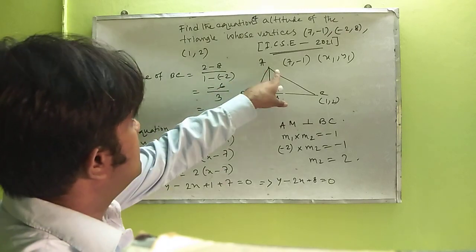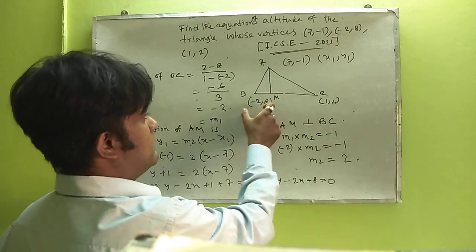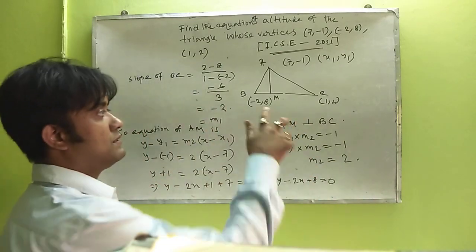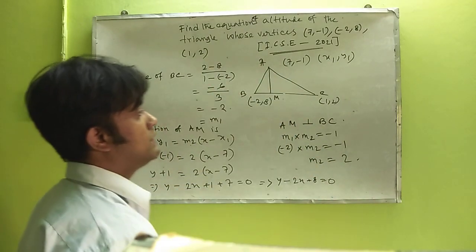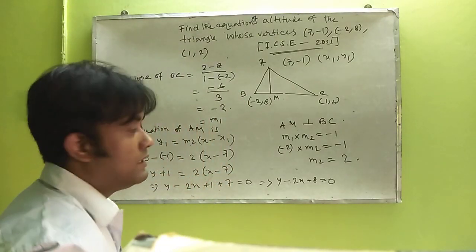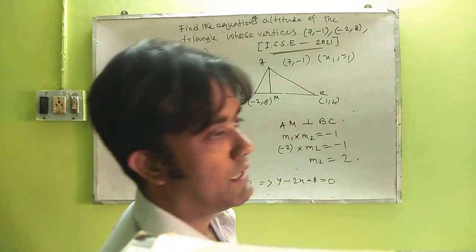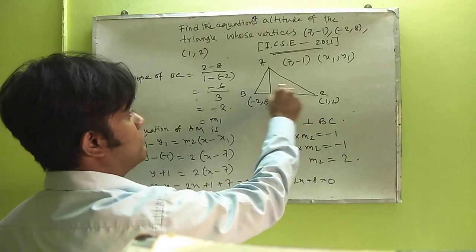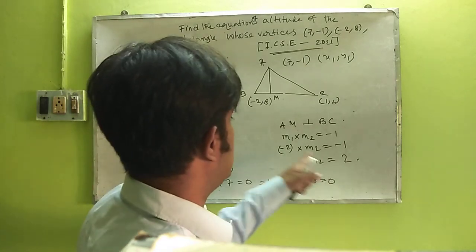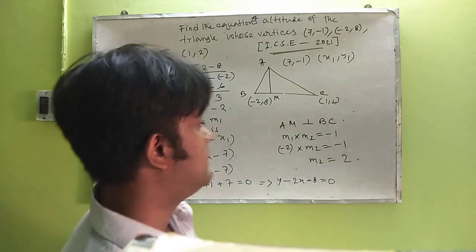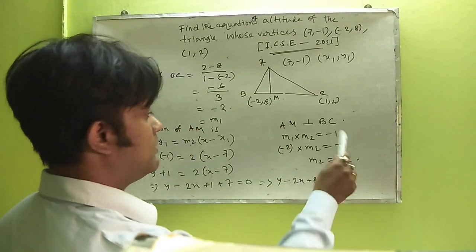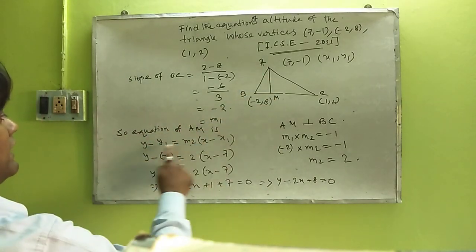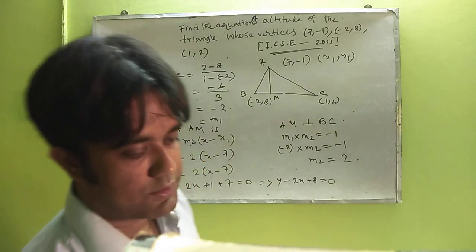So first we draw the triangle, and this is x1 y1, x2 y2, x3 y3. Now we calculate the slope of BC. On this straight line, the first altitude is perpendicular to BC. Now we apply the condition of perpendicularity for two perpendicular straight lines, which is m1 into m2 is equal to minus 1. That is minus 2 into m2 is equal to minus 1. Here m1 is equal to minus 2, so m2 will be 2. Now we calculate the equation of AM, y minus y1 equals m2 into (x minus x1).